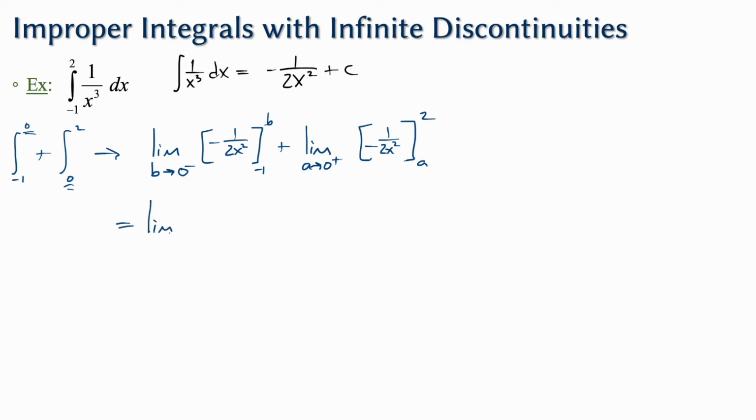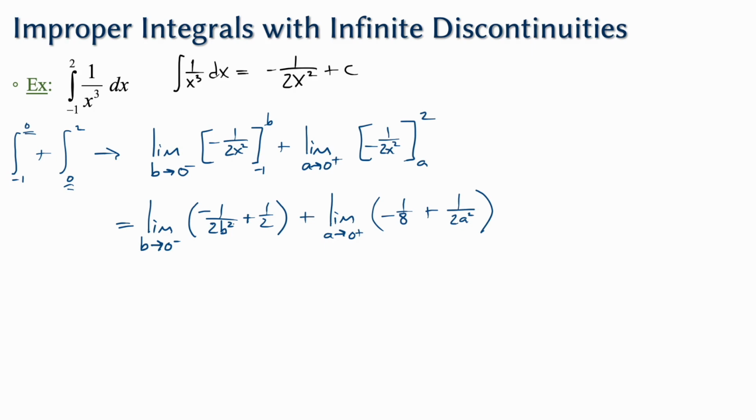So with this limit, as b goes to 0 from the left side, plugging in b obviously is going to give us negative 1 over 2b squared. Plugging in negative 1 really just makes it a 2 on the bottom. So really it's just subtracting the 1/2. So when we do that, that just basically becomes plus 1/2. And then the next limit, in this case, as we plug a 2 in there, that's going to make this negative 1/8. And then again, plus 1 over 2a squared, because we will be subtracting the negative.